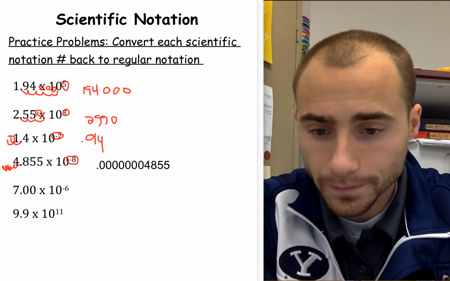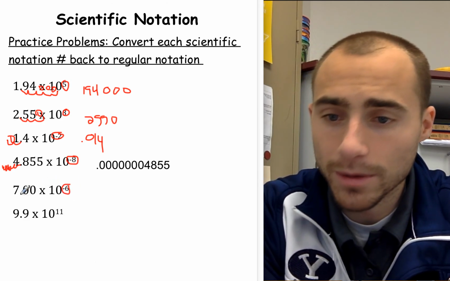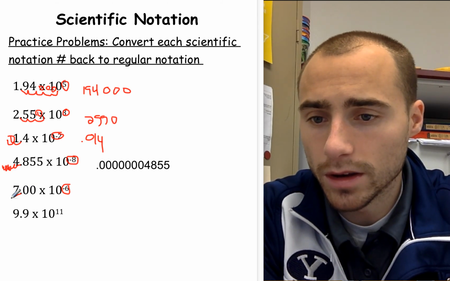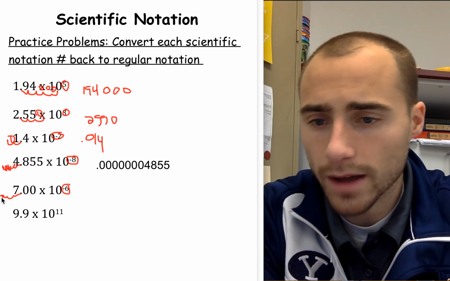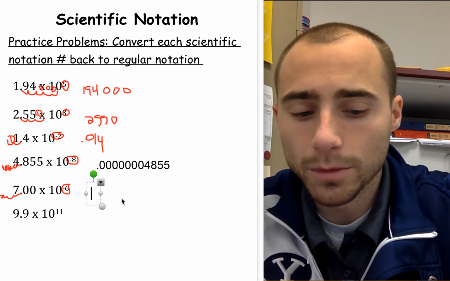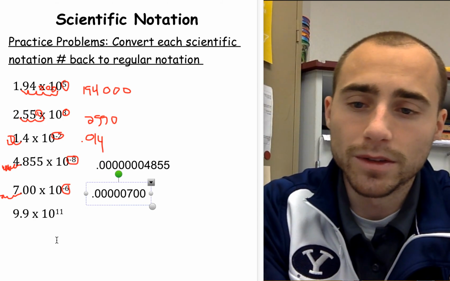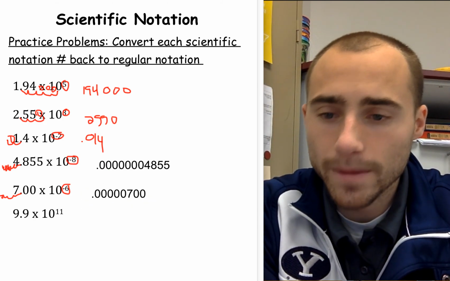This one, another number less than 1, 10 to the negative 6. So I'm going to move it 6 times. I want to make the number less than 1, so I'll move it 1, 2, 3, 4, 5, 6 that way. Sorry, I ran out of room again. I would end up with 5 zeros, so it would be 0.00000 and then 7. A number less than 1.